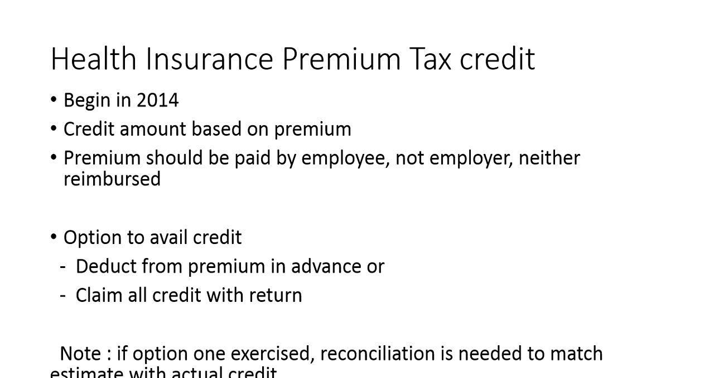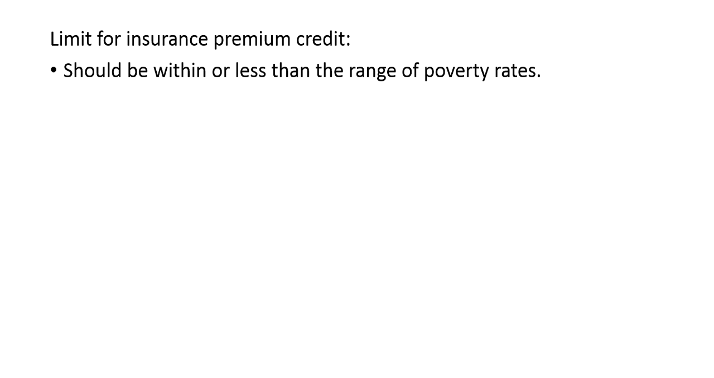Now note that if you exercise option number one, then you need to reconcile the credit you have taken in advance with the actual credit, because the credit which you have taken in advance is an estimation. So you need to match it out, to reconcile what was the actual and what was the estimate, because there may be a case that you have more credit left and you can take that additional credit from the government.